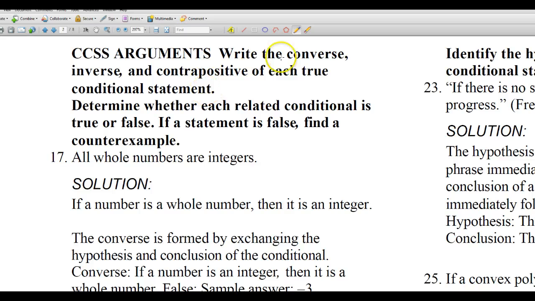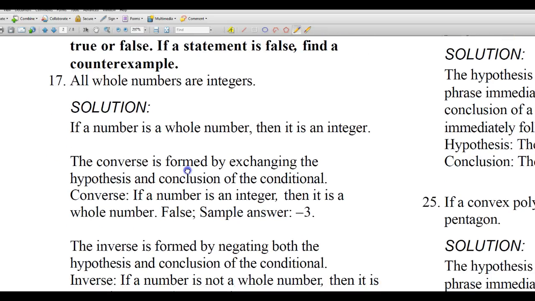All right, in the next part, we want to write the converse, inverse, and contrapositive of each true conditional statement. Determine whether each related conditional is true or false. If a statement is false, find a counterexample. So on number 17, all whole numbers are integers. So the first thing that we want to do is put this in if-then form. So if a number is a whole number, then it is an integer. The next thing that we're going to do is write the converse of this statement.